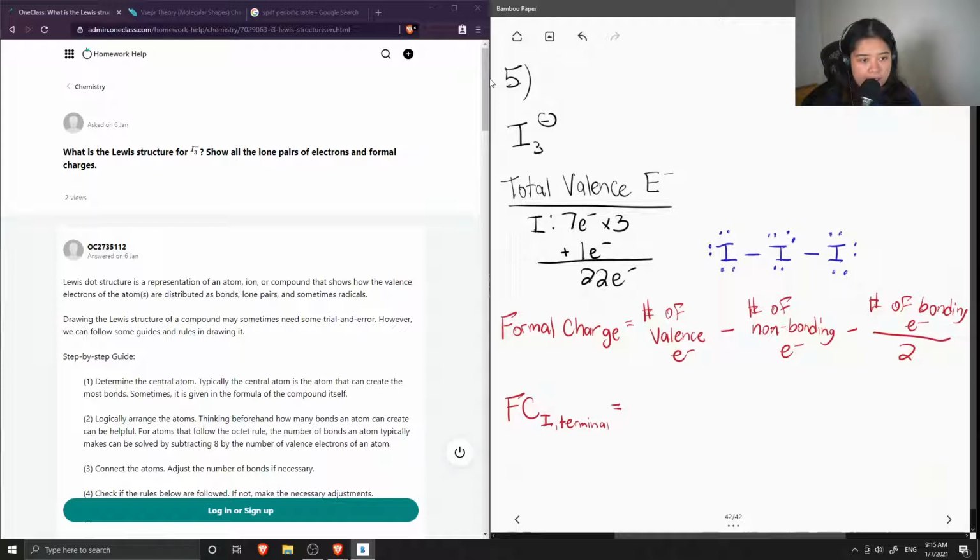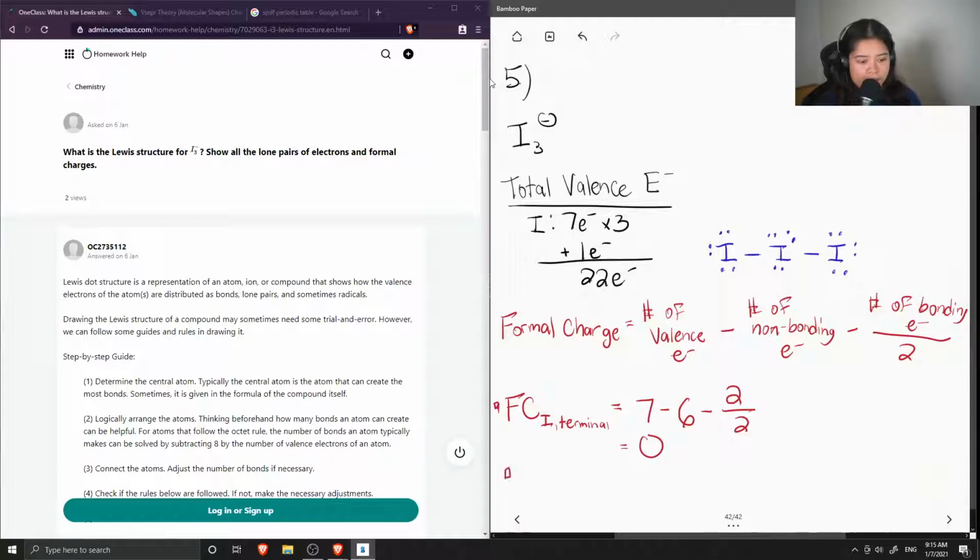So each iodine has 7 valence electrons. The number of non-bonding electrons, so there are 1, 2, 3, 4, 5, 6, minus the number of bonding electrons divided by 2. So there is only one bond. Each bond contains 2 bonding electrons, and then we divide this by 2. So 7 minus 6 minus 1 is just 0.